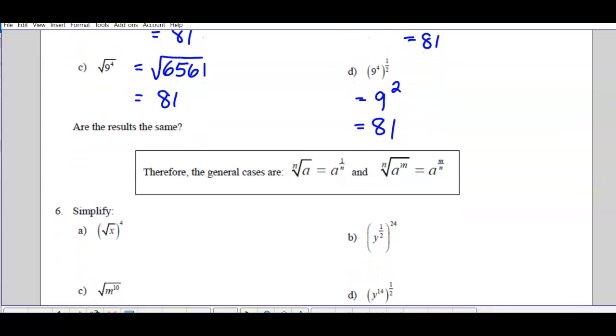And then here, your general case. So the nth root of a, so we've been doing square root, so it's raised to the 1/2. If it was cubed root, it'd be raised to the 1/3. Fourth root, 1/4. And then if you actually raise the radicand to an exponent, that's going to be the numerator of that fraction. Okay.